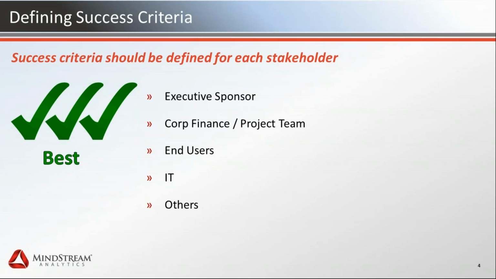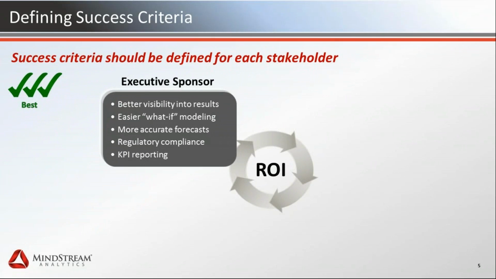At a minimum, we see EPM projects typically having an executive sponsor, corporate finance or project team, end users, as well as IT stakeholders. You may have others. If it's a consolidation project, you may have regional controllers, or perhaps you have segment leaders. So include as many as are appropriate. The way to go about that is to define your success criteria for each group of stakeholders.